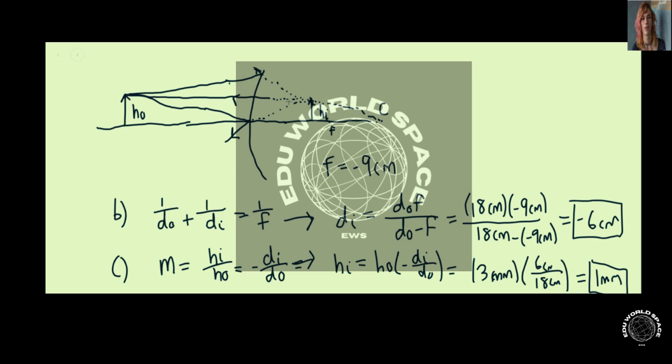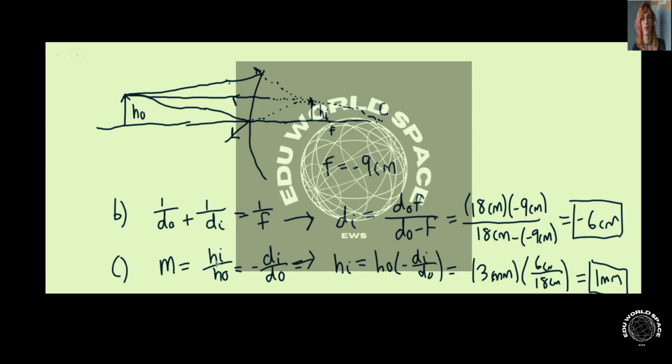That's always the case. If we assume a focal length of negative 9 centimeters, as it asks in part B, we can use the ideal lens equation, recast it in this form using just a bit of algebra to find d_i. When we plug our numbers in, we end up with negative 6 centimeters.